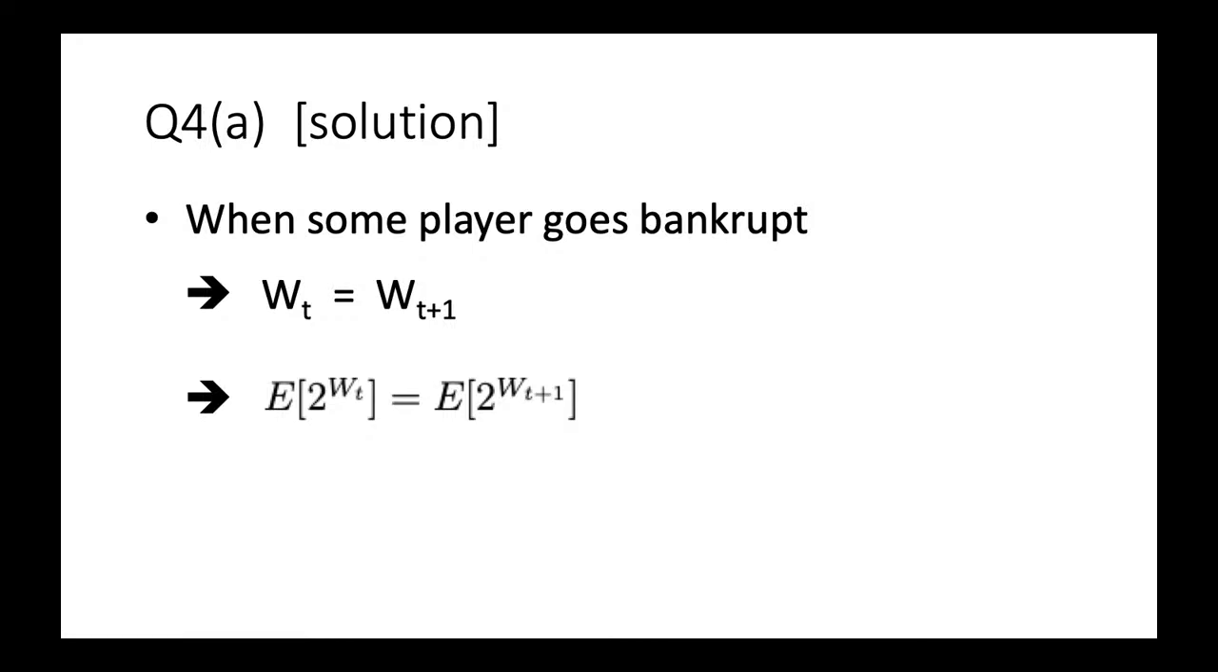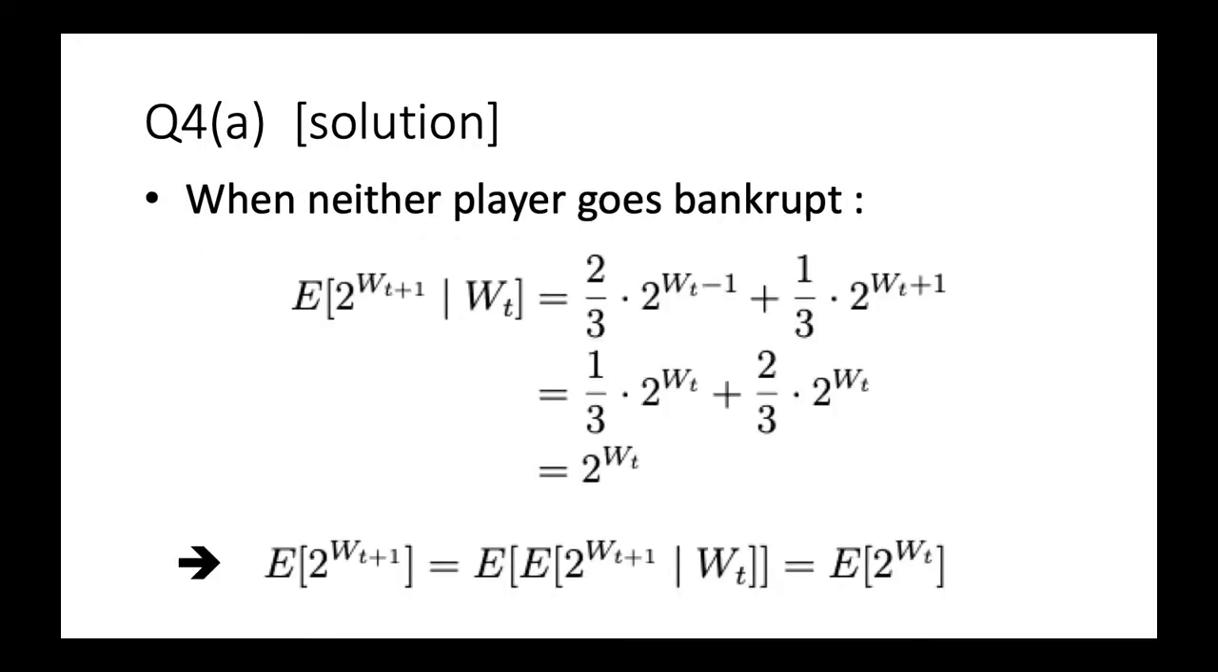But other than that, when no player has gone bankrupt, we will still have the next round to play. So in this case, let us compute this related term. What is the expected value of 2 to the power WT plus 1, given that the current winning is WT? Okay, for this case, it is easy. Because we now know that the current winning is WT, there is a 2/3 chance that in the next step, the WT plus 1 value will be equal to $1 fewer.